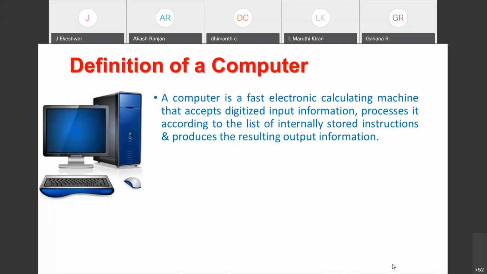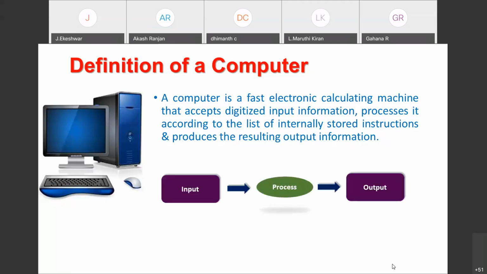A computer is a fast electronic calculating machine which accepts digitized input information, then processes it according to a list of internally stored instructions, and then produces the resulting output information. Internally stored instructions means memory, specifically main memory. The example is RAM, random access memory, where the instructions of your program will be stored. So any program to be executed has to be residing in the main memory.